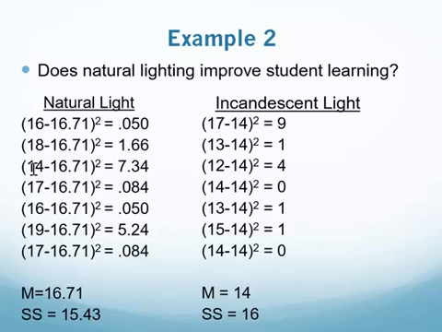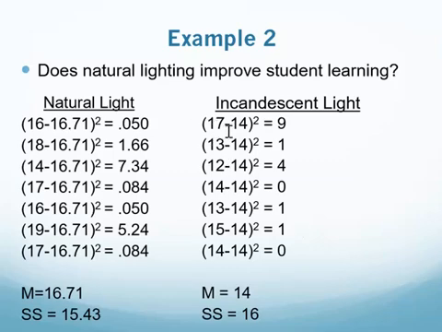Keep going for the next score. 14 minus 16.71 squared equals 7.34. And do this for all of your scores in the data set. When you're done, if you add them up, you've computed the sum of squares for the natural light condition. But remember, this pooled variance formula is sum of squares 1 plus sum of squares 2 in the numerator of that particular formula. So you need to do the same thing for your incandescent light group.